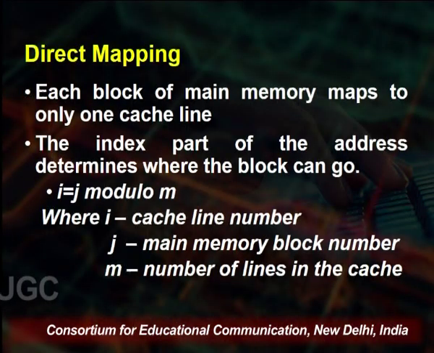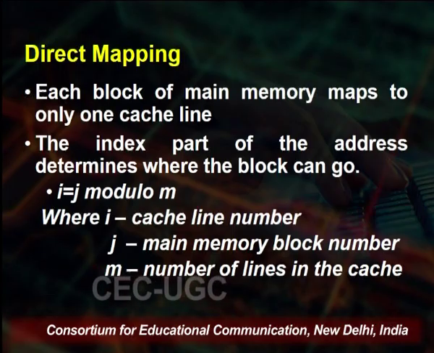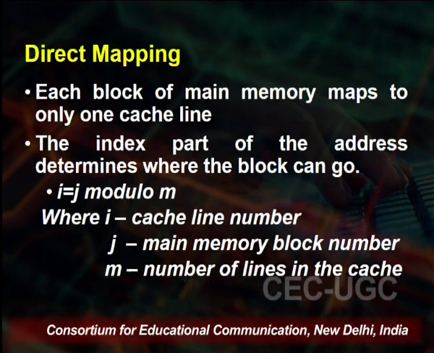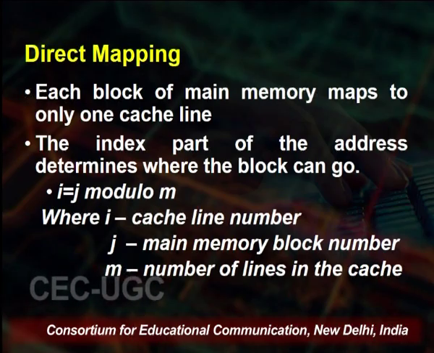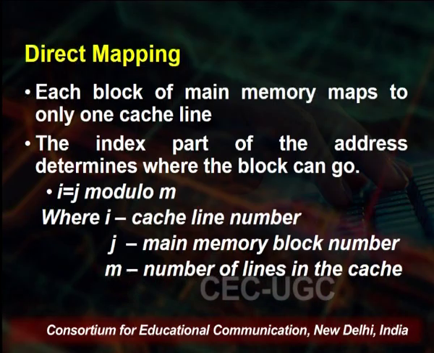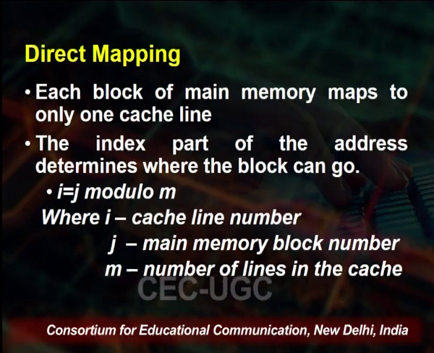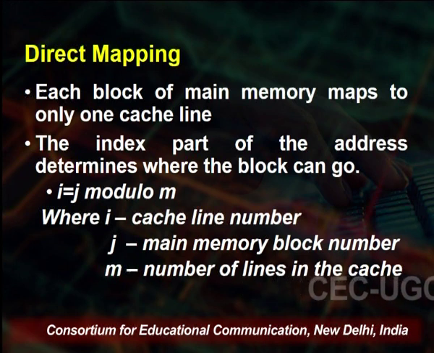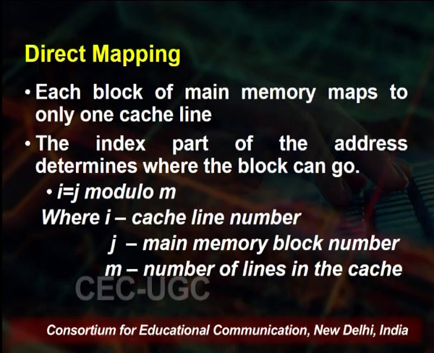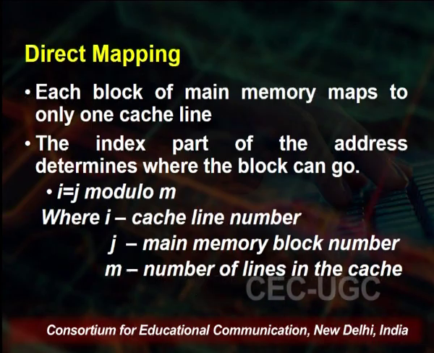If I say that block number 1 from the main memory can go only on cache line number 1, let us assume all odds go on odd, all evens go on even, or we can say block number 1, m plus 1, 2m plus 1, 3m plus 1, some formula we can devise. All these blocks from main memory will only move to line number 1 on the cache. The method that we follow is not random, it is a formula, which is written here. i is equal to j mod m, where i stands for the cache line number, j stands for the main memory block number, and m is the number of lines in the cache.